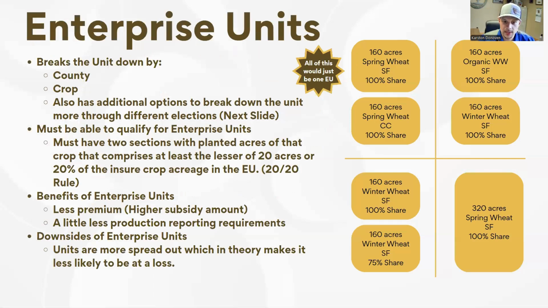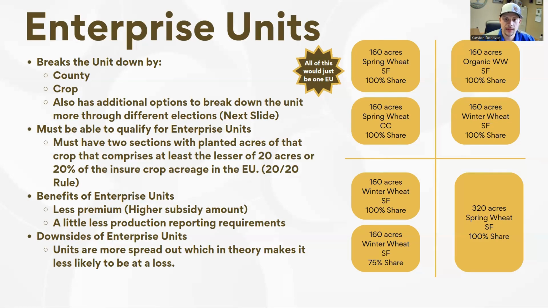If we take a look at enterprise units, that's going to break it down just by county and crop. And then also enterprise units has some additional options to be able to break it down more than that, but we're going to talk about that in the next slide. So to be able to qualify for enterprise units, you have to elect it by the sales closing period. But then on top of that, you have to have planted acres for that crop in two different sections, and at least the lesser of 20 acres or 20% of the insured crop acreage in the enterprise unit. It's referred to as the 20/20 rule.